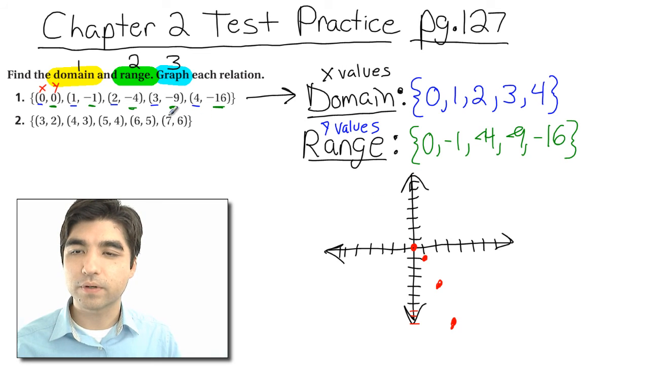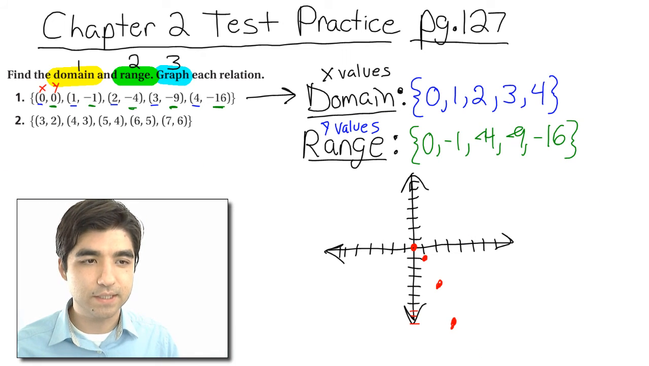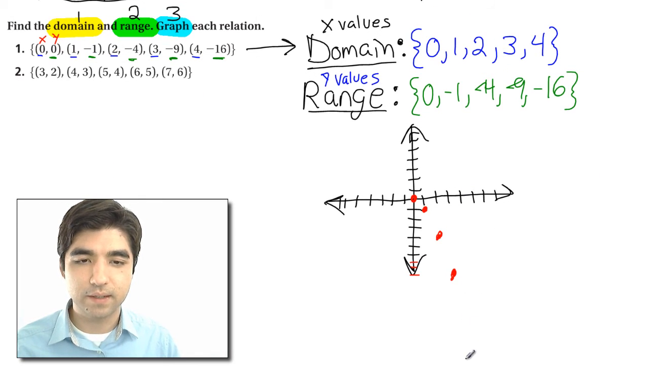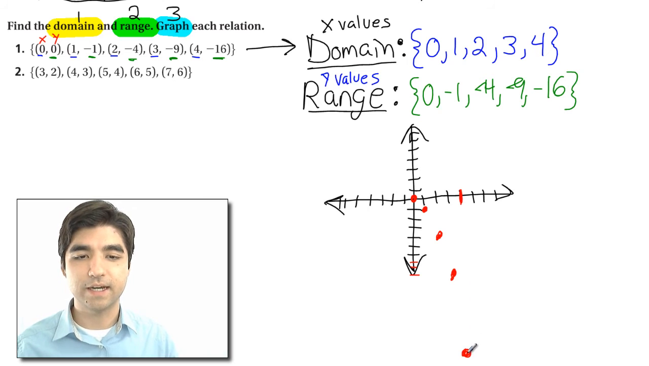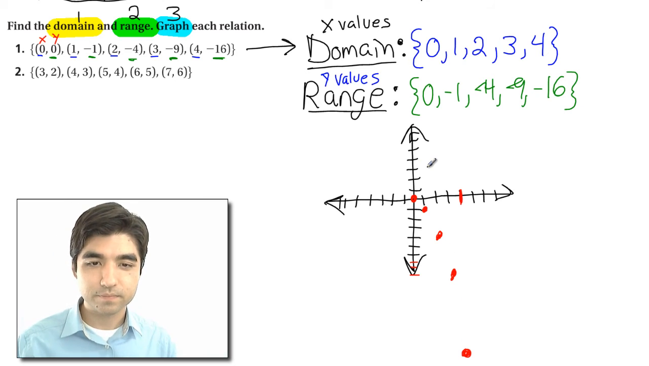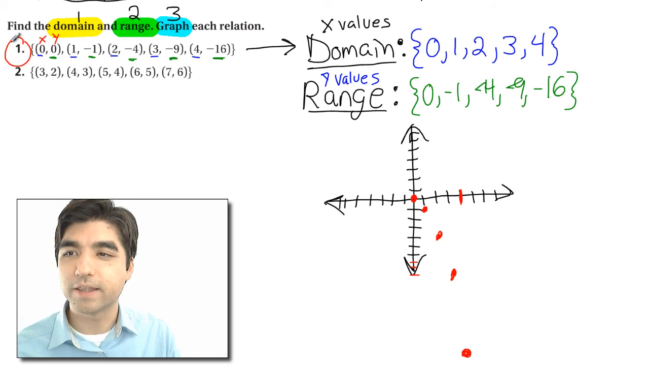Okay, and 4, -16. Oh my gosh, that's like way down there. I'm just gonna guesstimate that one and put it like down here. 4, -16. So that's at the 4 tick mark, and then down to -16. Okay, so we are done with number 1 there. Now let's try number 2.